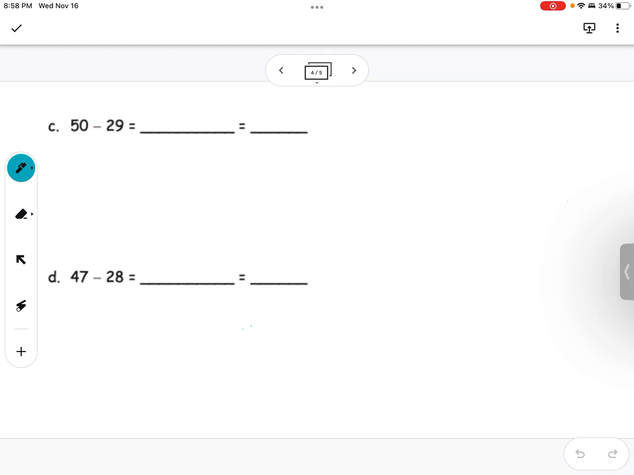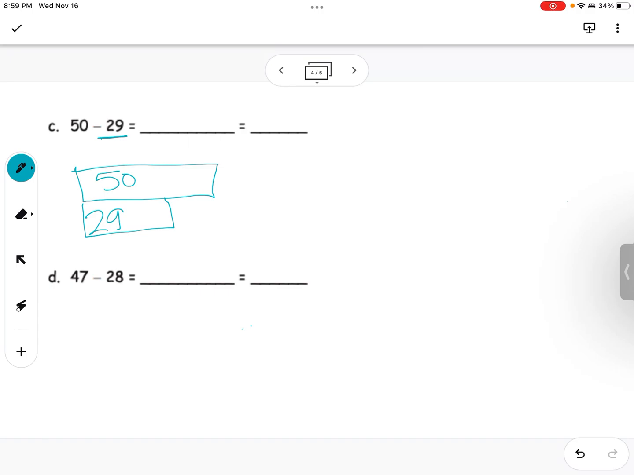So we are given the equation of 50 minus 29. Now, 50 is a zero ending number, but it is not the number that we need to be a zero ending number. We need this subtrahend of 29 to be a zero ending number. The number that we are subtracting needs to be a zero ending number. So I'm going to think about that number 50 being my whole, and I'm going to think about that number 29 being the part that I am subtracting.